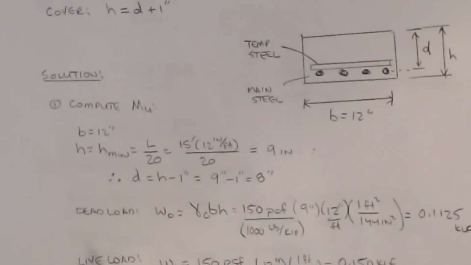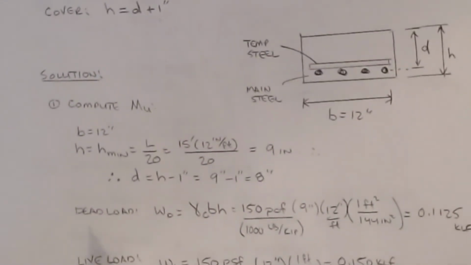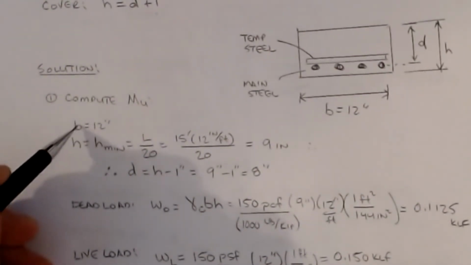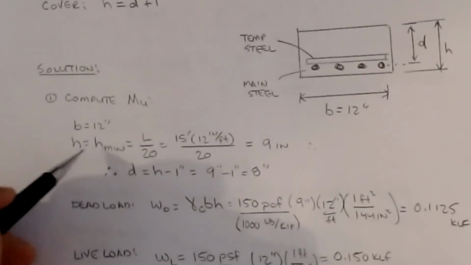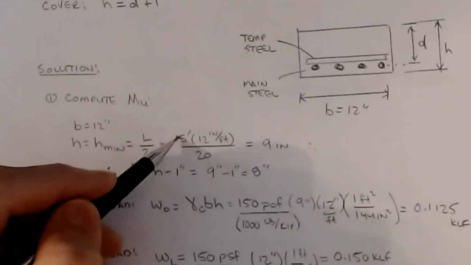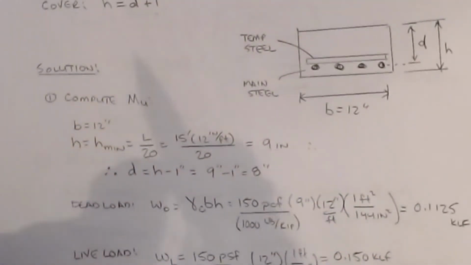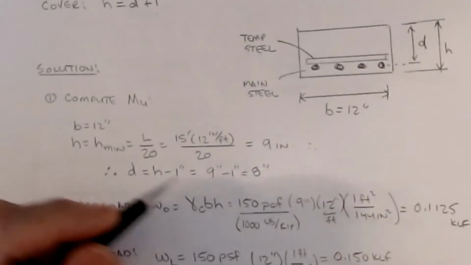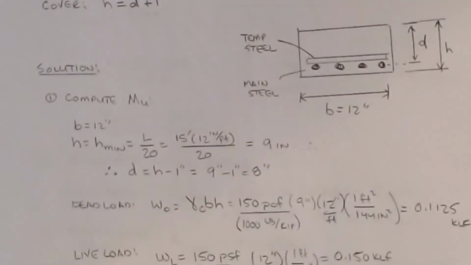So how do we compute this? The first thing we have to do is figure out what our factored moment is. We were given that there was 150 psf applied. Getting our values, b is 12, and h equals h min. For simply supported, that was L over 20, so this is 15 feet times 12 divided by 20, which gets me 9 inches. My d for this beam is going to be equal to h minus 1 inch, or 8 inches.